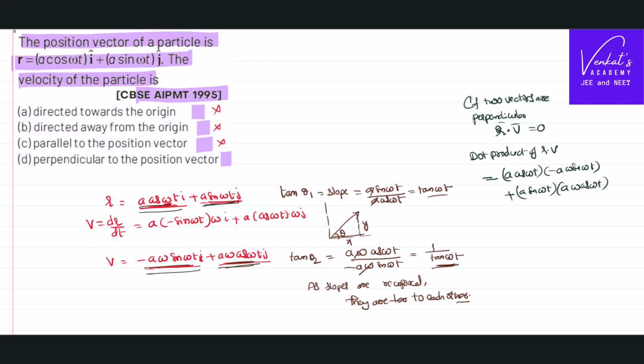Look at these terms. a times a omega gives a square omega, minus sin omega t cos omega t, and this is plus sin omega t cos omega t. So both of them cancel and the dot product is 0. As the dot product is 0, we can say the two vectors are perpendicular. So you can solve either the first way or alternatively this way too. Both of them come to the same answer that these two vectors are perpendicular to each other. That means the position vector and velocity vector are perpendicular to each other. That's how we can solve the problem. That's it. Thank you for watching.